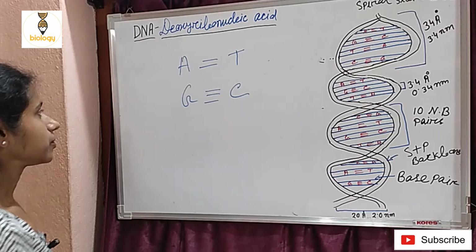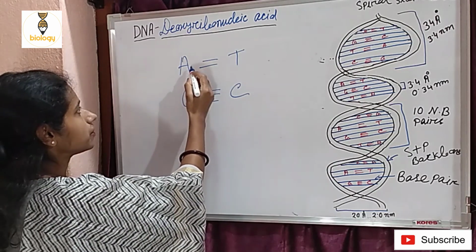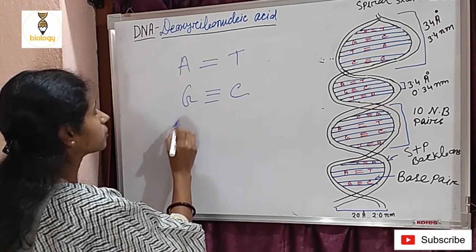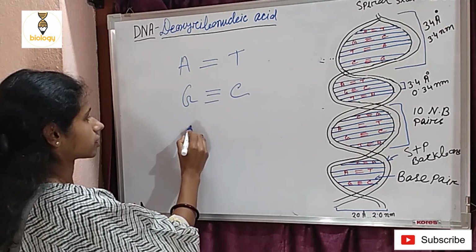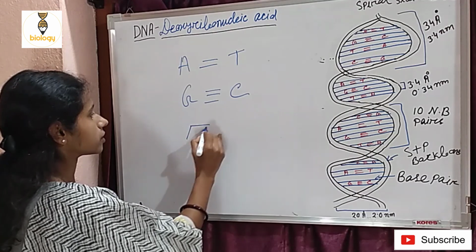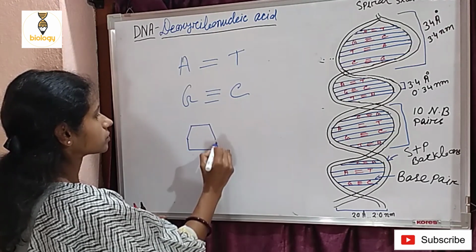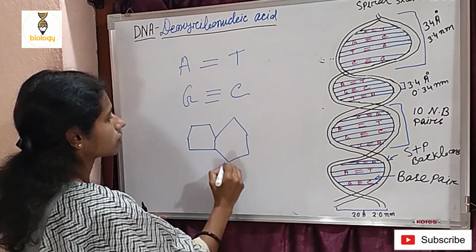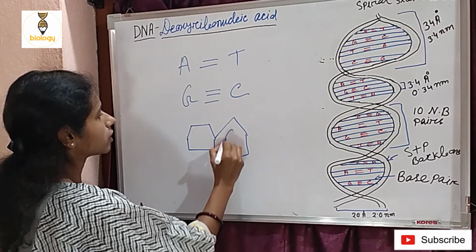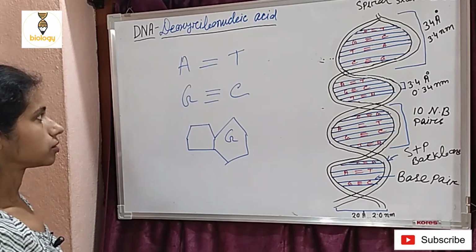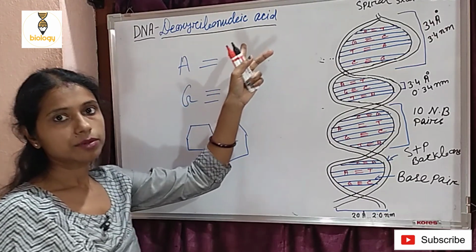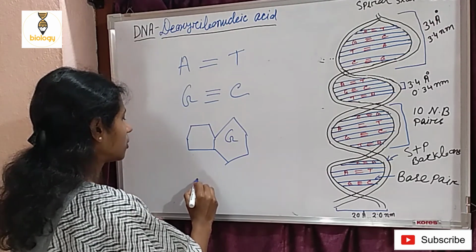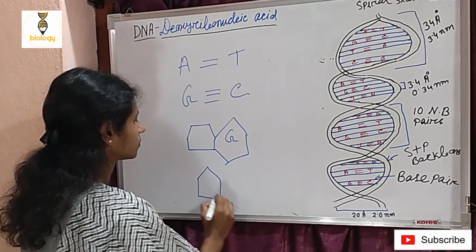Now you can see adenine and guanine, the purines, have two ring structures. They have two rings. But the pyrimidines, thymine and cytosine, have only one ring.